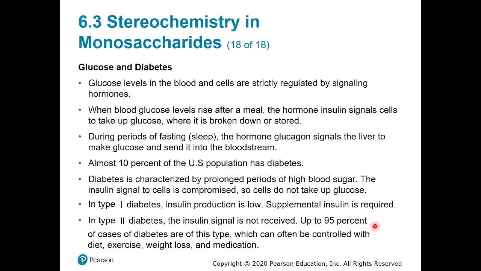So in type 2 diabetes, the insulin signal is not received. Up to 95% of cases of diabetes are actually this type. This is the type that typically gets trained up over a lifetime of eating the wrong diet and not exercising, right? Usually. But it is actually preemptively also a genetic condition. You are more likely to get it depending on your genetics, like many diseases. So this is the most common. This can often be controlled with diet, exercise, weight loss, and medication.